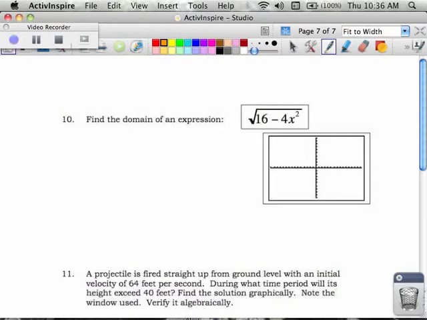In number 10, they talk about the domain. What does the word domain mean? Domain. What does it mean? The span of all the x values. X values. Good job.